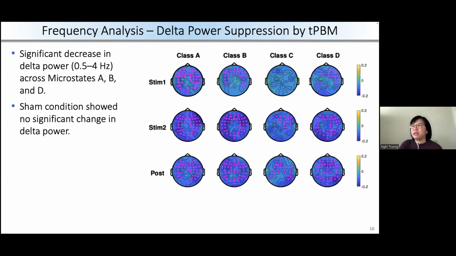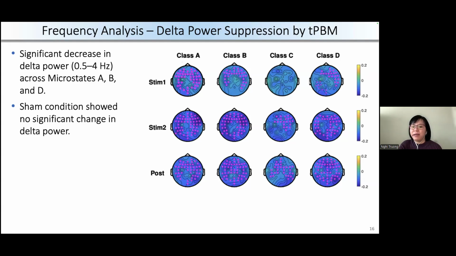In the frequency domain, we perform the EEG microstate analysis and calculate the percentage change in power for each microstate across four frequency bands: delta, theta, alpha, and beta. And this figure shows the baseline-normalized changes in microstate power across the delta band.